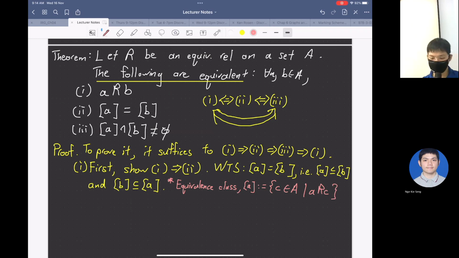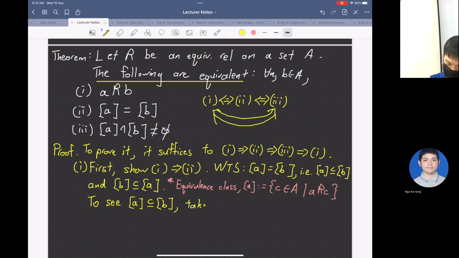Okay, so it's a set. So you want to show set equality. For set equality, you need to show the left hand side is a subset of the right hand side, and then the right hand side is a subset of the left hand side. So you need to show these two set inclusions. So show the first one.